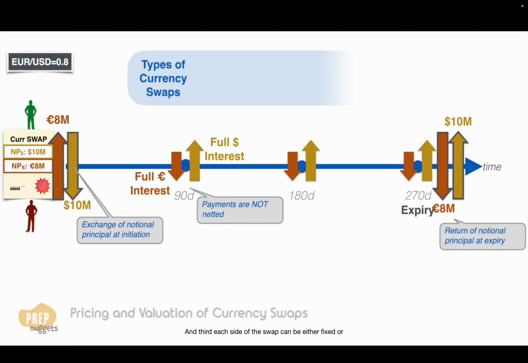And third, each side of the swap can be either fixed or floating. So you can have three types of currency swaps: a floating for floating, fixed for floating, and fixed for fixed swap. For the curriculum, we will only discuss fixed for fixed currency swaps.